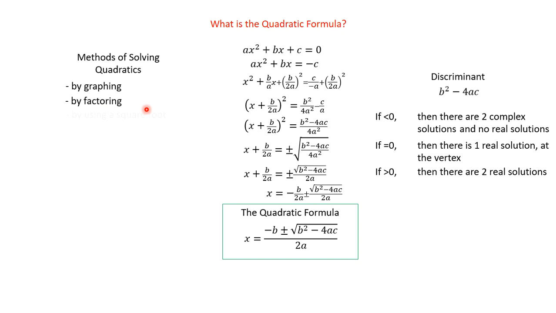We have by using a square root, which works out if you don't have an x term. If you just have x squared plus a number, you can use a square root. If you do have an x term, to use a square root you complete the square, but we don't need to complete the square anymore. We can use the quadratic formula. So our two methods of solving quadratics would be by factoring and by using the quadratic formula.